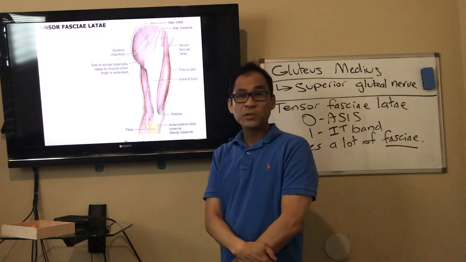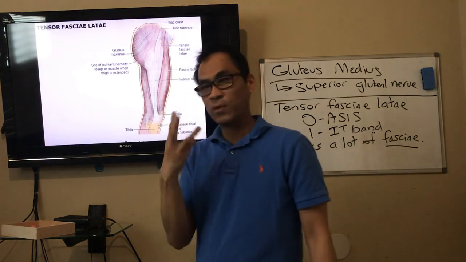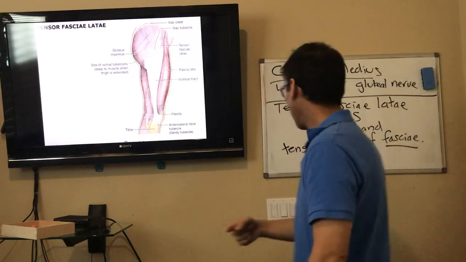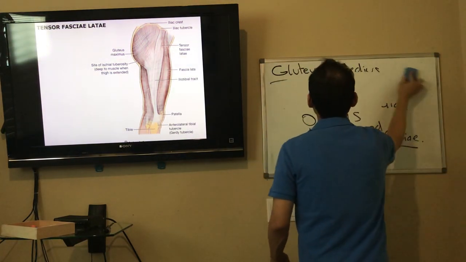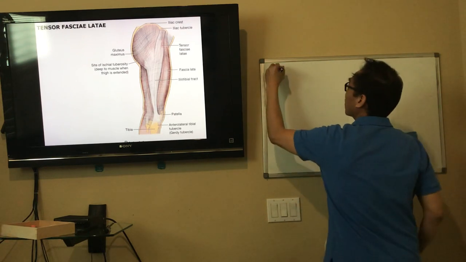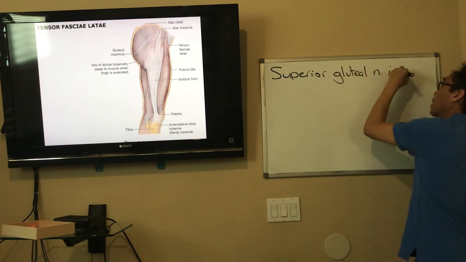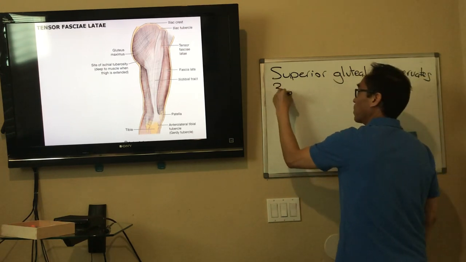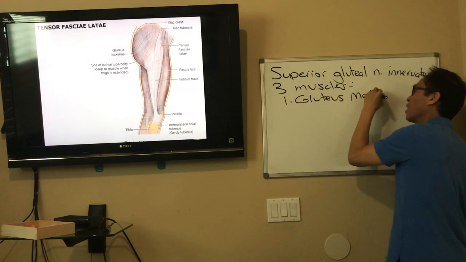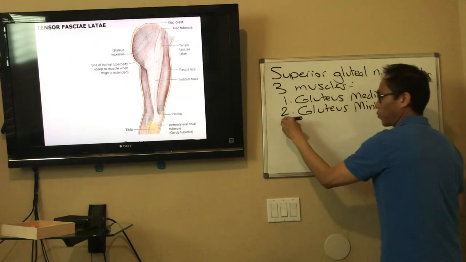Now, this muscle is also innervated by the superior gluteal nerve. So superior gluteal nerve innervates three muscles, the gluteus medius, gluteus minimus, and this one, the tensor fasciae latae. So let me write that on the board for you to know. Superior gluteal nerve innervates three muscles. One, gluteus medius. Number two, gluteus minimus. Number three, tensor fasciae latae.